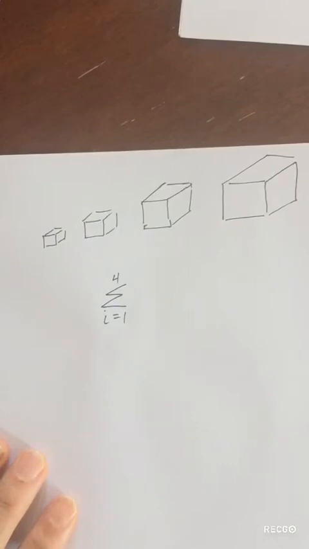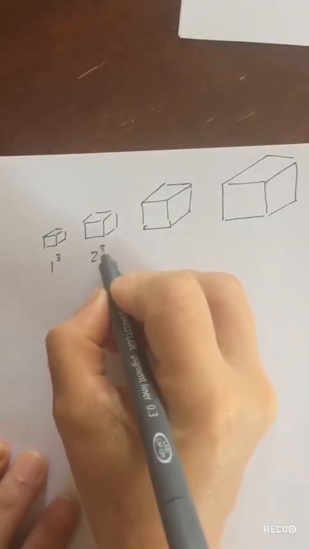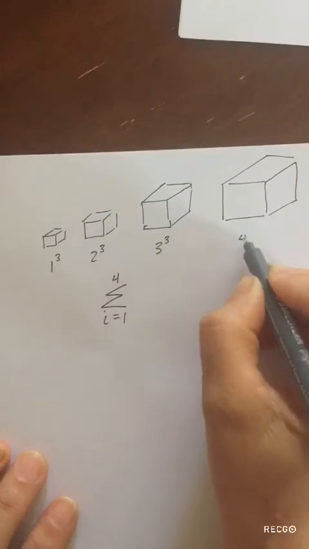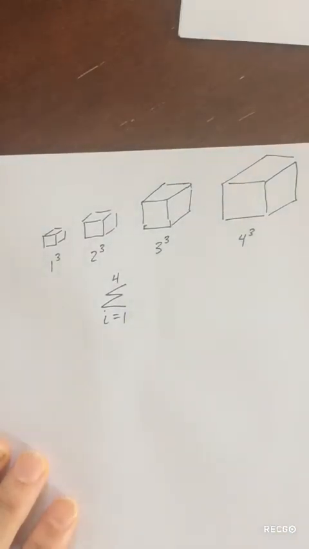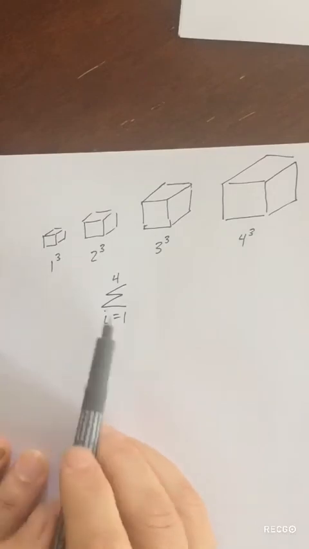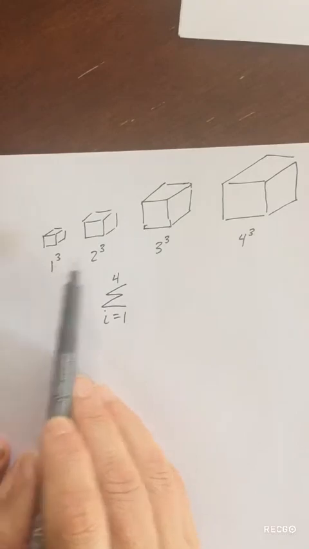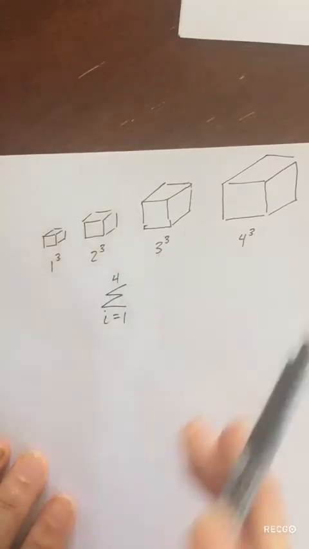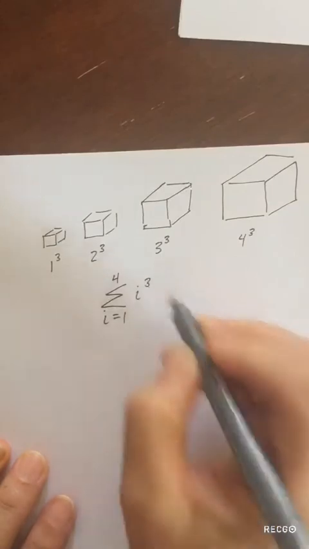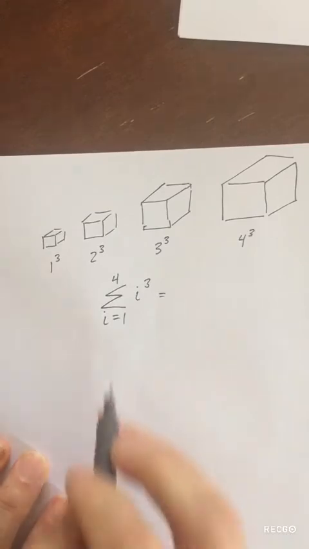Let's say I'm interested in adding the volumes of those cubes. The first one would have a volume of 1 cubed, then 2 cubed, 3 cubed, 4 cubed. But I want to do that sum compactly with one expression. So I'm going to start with i equals 1, and go from 1 to 4. I'm enumerating: the variable i takes this value, then that value, then that value, then that value.